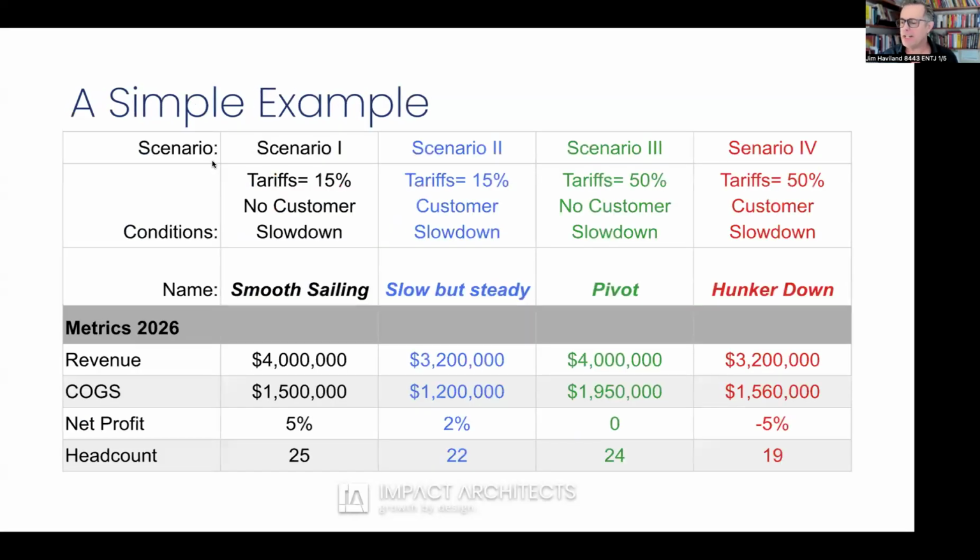All right. So here's my example that I thought might walk you through. In this example, I've got scenarios 1, 2, 3, and 4, and I've color coded them, so it's a little bit easier to track. And in this instance, I'm looking at either tariffs 15% or tariffs 50%. That's one of the axes in my scenarios. And the other one is whether customers are going to slow down or not.